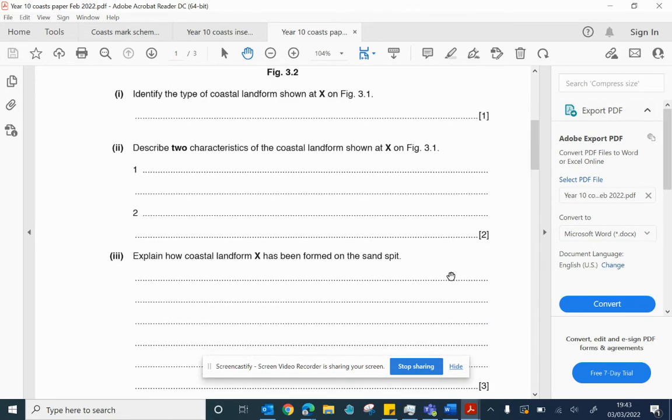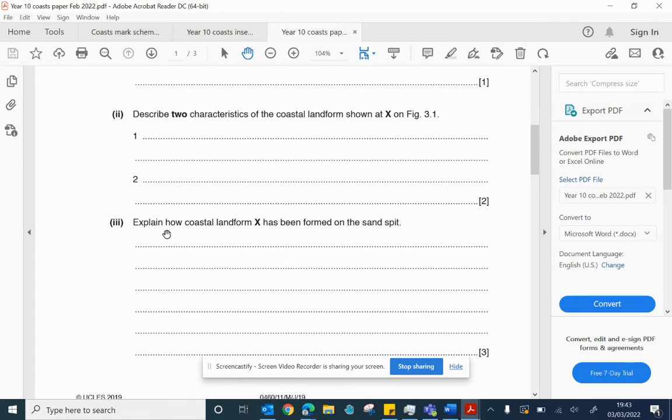Okie dokie. On to question 3. So question 3 is explain how coastal landform X has been formed on the spit. This is an explain question. Whereas here we're just describing, we're writing down what we see, we're using our understanding and writing down what we see. So we would box describe there. What often follows a describe question is an explain question. So we would box the explain command term and then underline how coastal landform X has been formed on the spit.